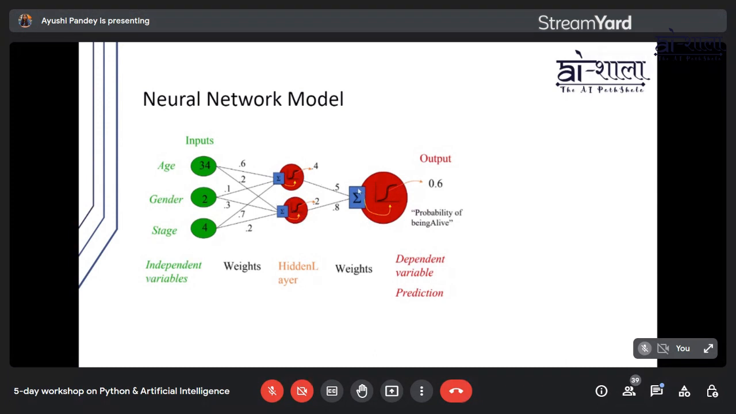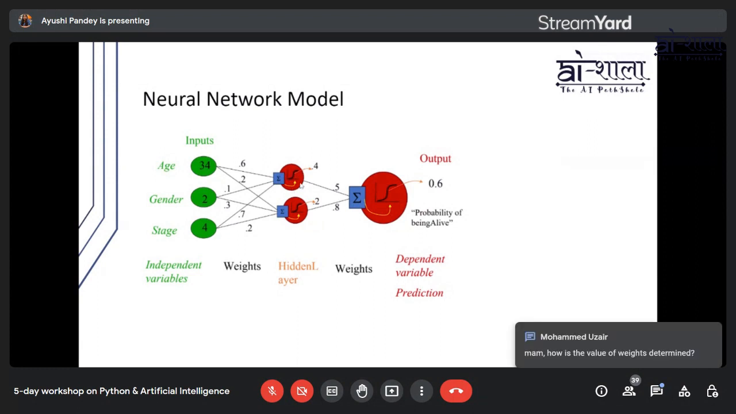And then again, the weighted sum: there were weights associated with the values, and they were multiplied and summed. Like 35 into 0.6, then 34 into 0.6, 2 into 0.1, 4 into 0.7, and all of this is added. Then there is the activation function, and it is calculated according to that.